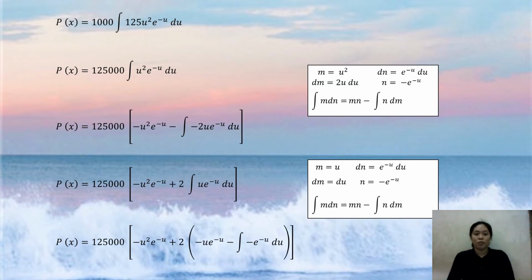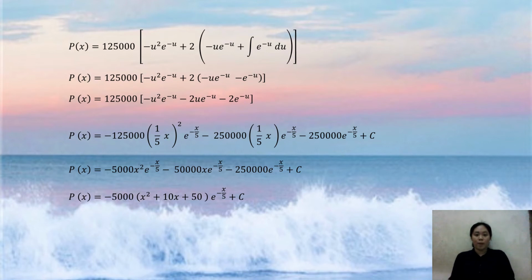Next, from P(x) equals 125,000 integration u squared exponential power of negative u du, we let m equals u squared to become dm equals 2u du, and dn equals exponential power of negative u du to become n equals negative exponential power of negative u. By using the formula of integration by parts, integration m dn equals mn minus integration n dm, we can obtain P(x) equals 125,000 bracket negative u squared exponential power of negative u minus integration negative 2u exponential power of negative u du.